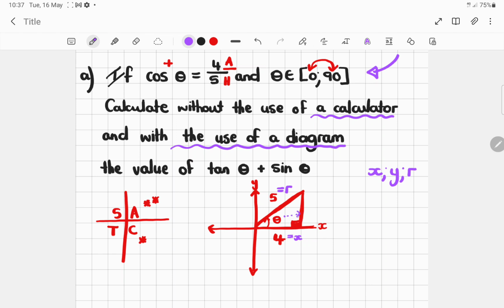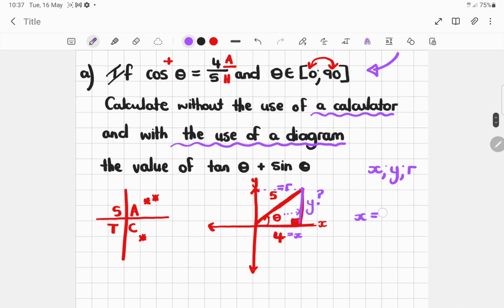So we are looking for the y value. Can you see that if you had to draw a line like that, that would represent the y value. So we are looking for the y value. Okay, so we've got x is 4, r is 5, and we're looking for y. And it's very easy to see that this is a beautiful trigonometric ratio, a Pythagorean triangle, there's the word. And then y would be 3. Okay, y, 3, 4, 5.